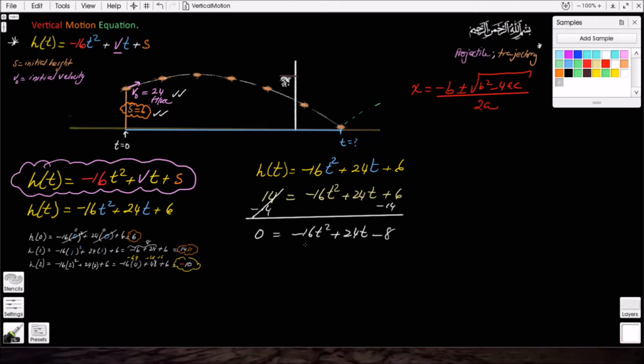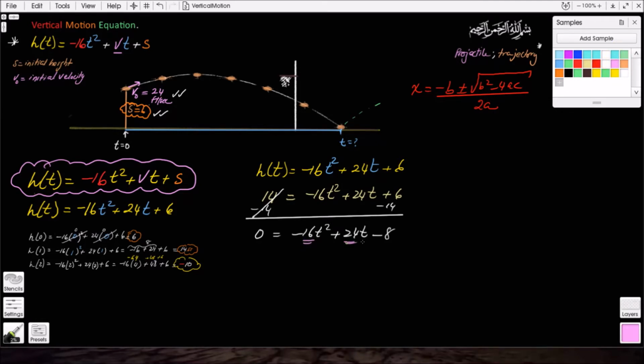To do this quadratic formula, you have to understand that this is A, and this is B. So B is going to be 24, C is going to be -8, and A is going to be -16. But look, you gotta use a little bit of intuition here.